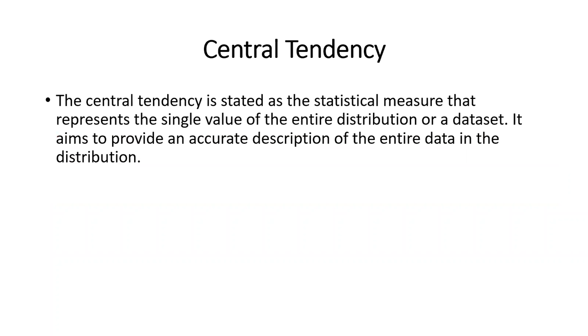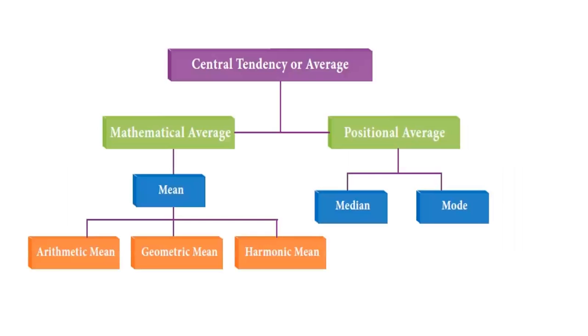Now we are starting with the important topic, that is measures of central tendency. Central tendency is stated as the statistical measure that represents the single value of the entire distribution. An entire distribution is there and a single value is representing it. It is mainly called the central tendency of the data set. It aims to provide an accurate description of the entire data in the distribution. Whatever data exists in the distribution, only one single value will try to give us the accurate description. This is called central tendency.